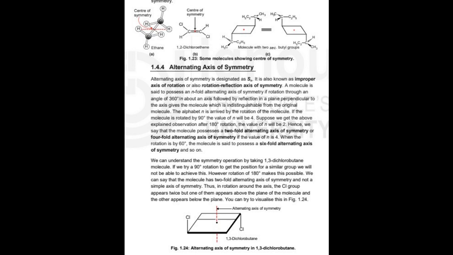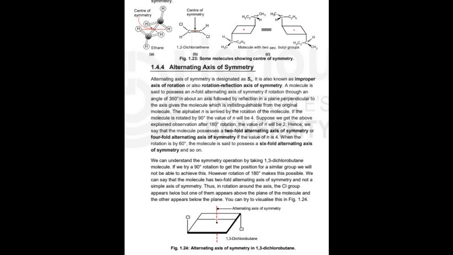1.4.4 Alternating axis of symmetry. Alternating axis of symmetry is designated as Sn. It is also known as improper axis of rotation or rotation-reflection axis of symmetry. A molecule is said to possess an n-fold alternating axis of symmetry if rotation through an angle of 360 degrees per n about an axis, followed by reflection in a plane perpendicular to the axis, gives a molecule which is indistinguishable from the original molecule.